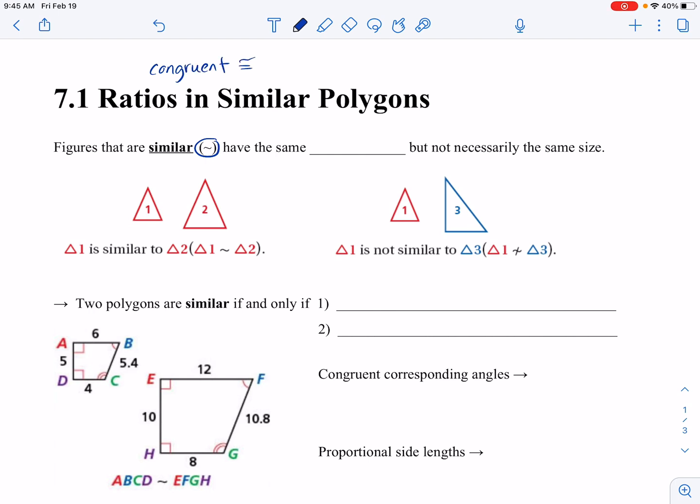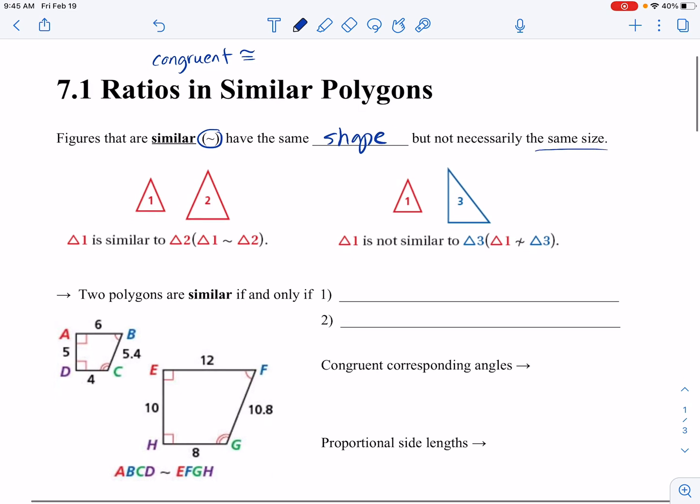is this. If we say two figures are similar, we use just that little squiggly above the two lines, okay? Figures that are similar, they have the same shape, but not necessarily the same size. So you look at these two examples, triangle 1 and 2 are similar. They have the same shape, but a different size.